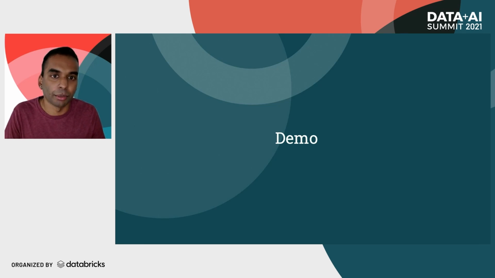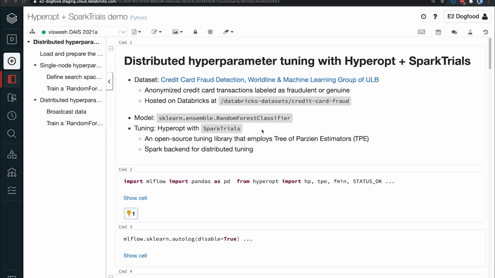To help illustrate some of these ideas, let's see them in action from a Databricks notebook. All right, so here we are in a Databricks notebook where I want to train a random forest classifier on the credit card fraud detection dataset. For this demo, let's take a look at how we can accomplish this using Hyperopt and SparkTrials.